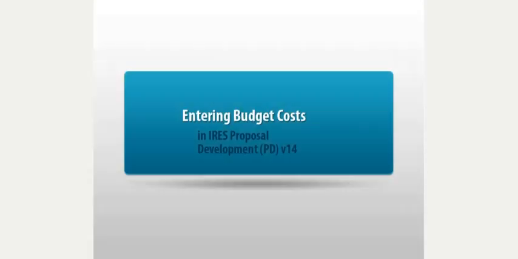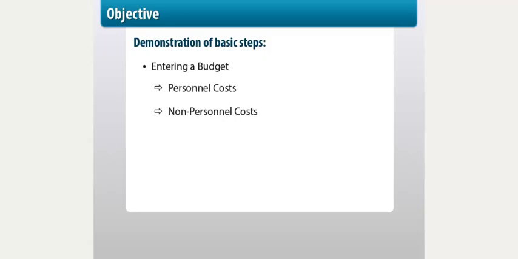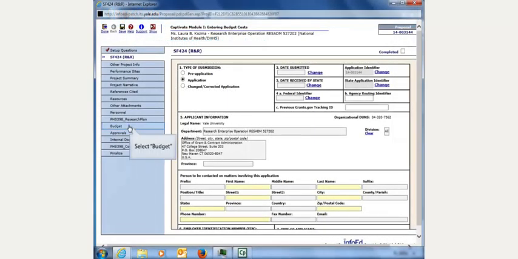Welcome to the second training module for IRES Proposal Development, or PD, demonstrating the basic steps for entering a budget, including personnel and non-personnel costs, and F&A, or indirect costs. To enter budget costs, click on the Budget tab.